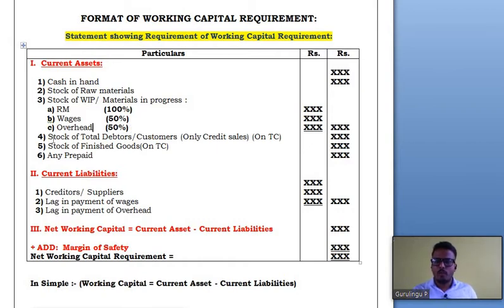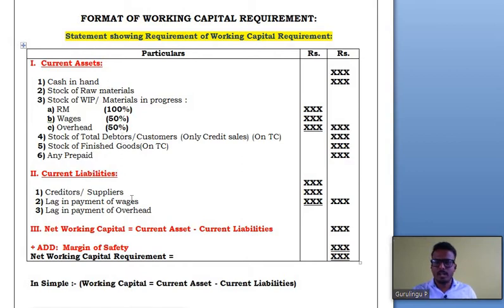Fourth item is debtors and finished goods. I will come to the bracket part later, that is on total cost. This is an assumption you need to make. I will explain the assumption in detail below the format. Any prepaid expenses are considered as current assets. So, total 6 current assets are there.